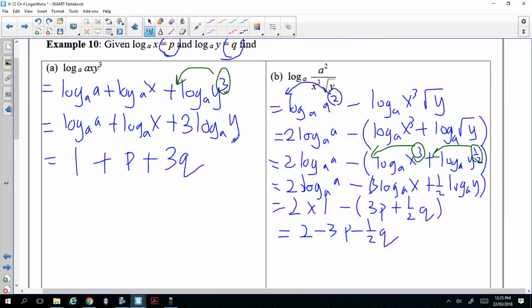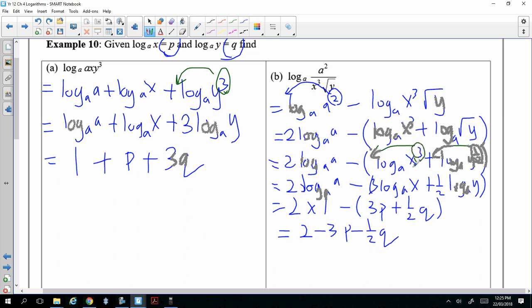You get it? Okay, which part? Do you understand? 1, 2, 3, this one, yep. Yep, because log a x is p. Yeah, we substitute, like the one we did before.